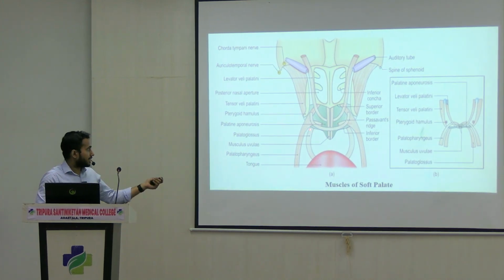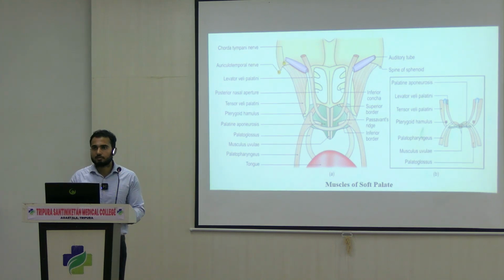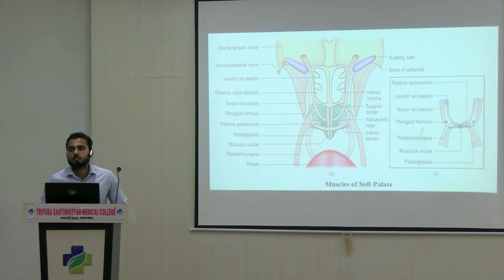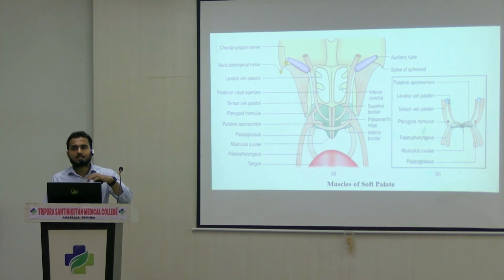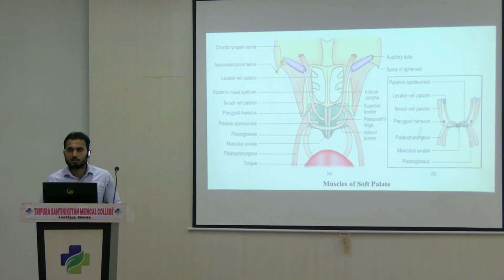Next, palatoglossus. The palatoglossus we have already discussed. It arises from the aponeurosis of the soft palate, and then it is attaching to the side of the tongue. So these are the extrinsic muscles. What does extrinsic muscles mean? Origin or insertion is outside the soft palate.